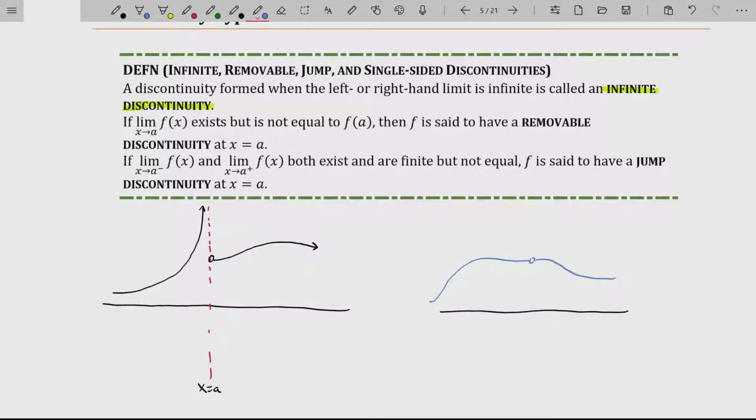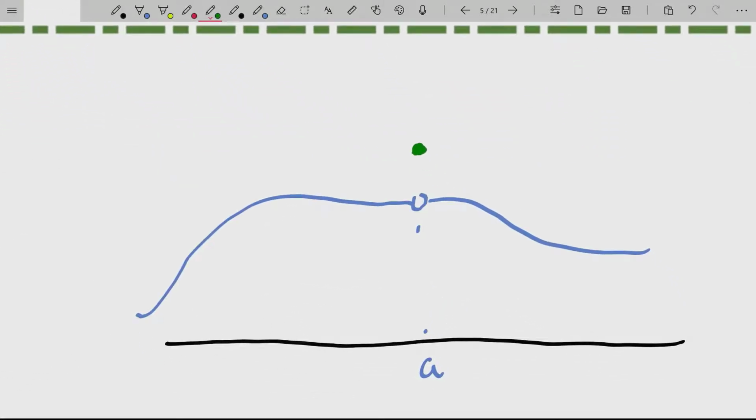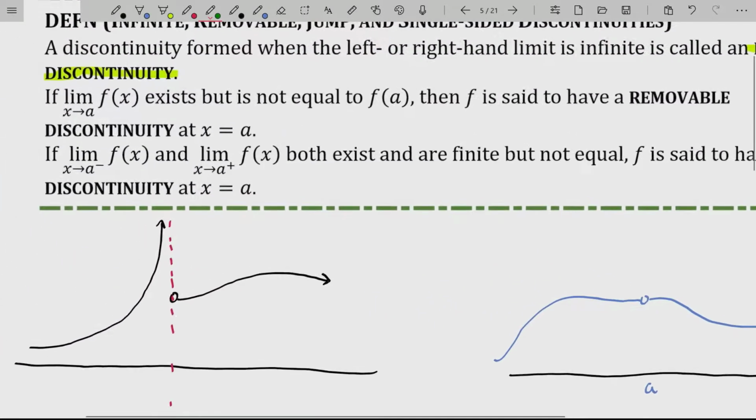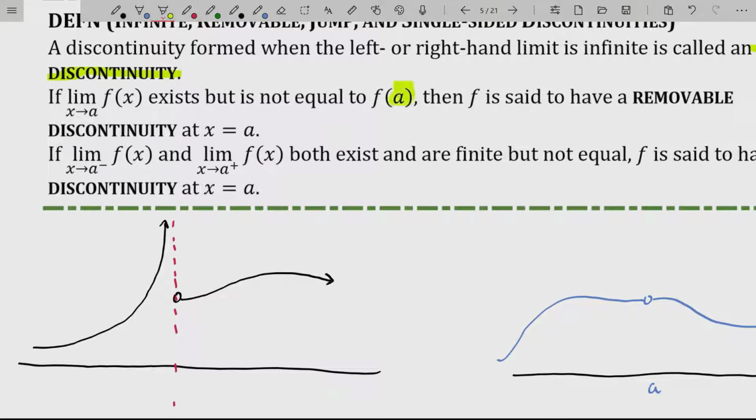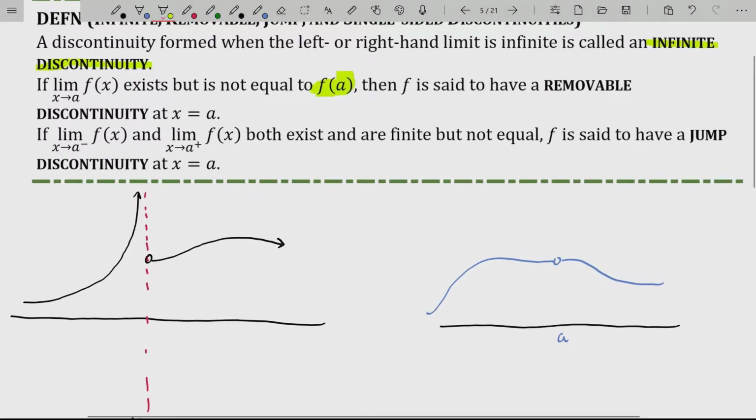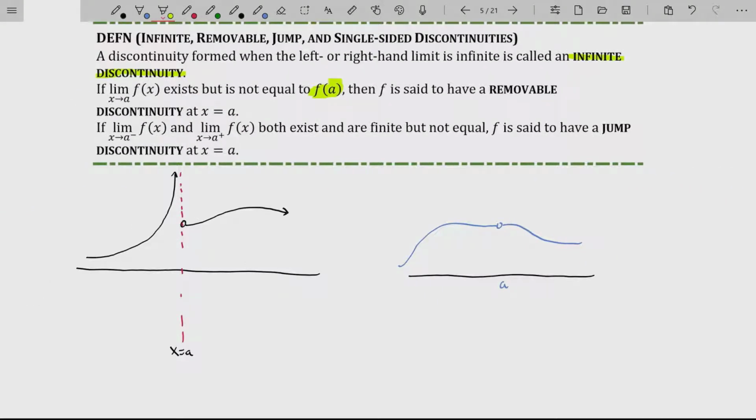Notice that the limit as x approaches a from the left and the right exists, but the value at a doesn't match that. By the way, little side note, the function need not even be defined at a. Still, the limit from the left and the right exists, but the function's not even defined at a, so it still is considered a removable discontinuity because the limit exists but is not equal to the value at a, the value at a being that it does not exist. Okay, so there you go. That's called a removable discontinuity, and it's kind of obvious why, because you have removed the point from the graph.